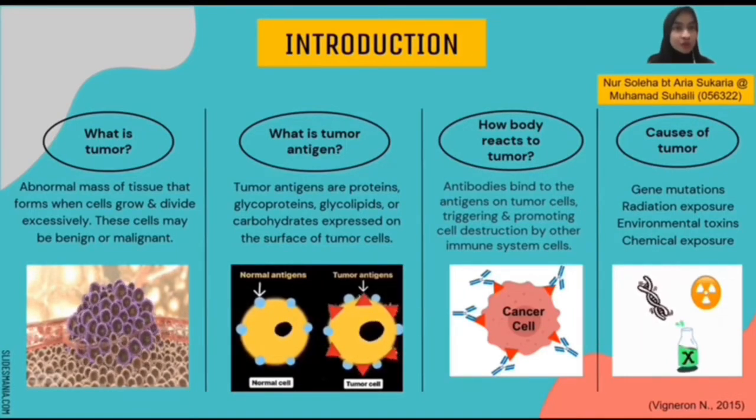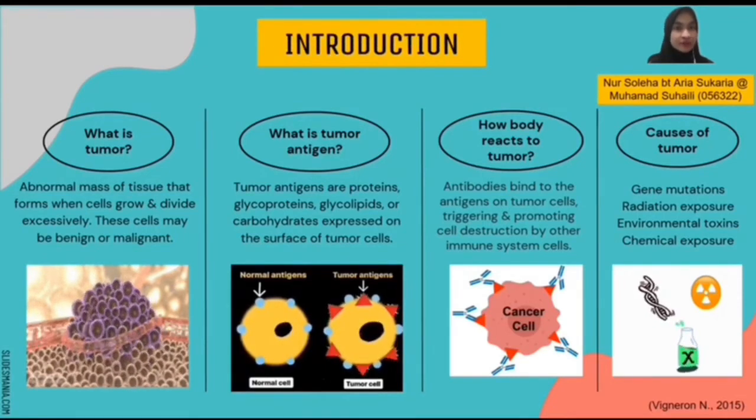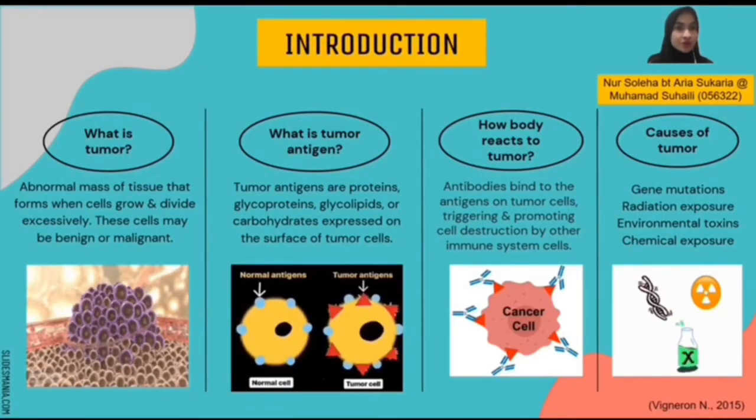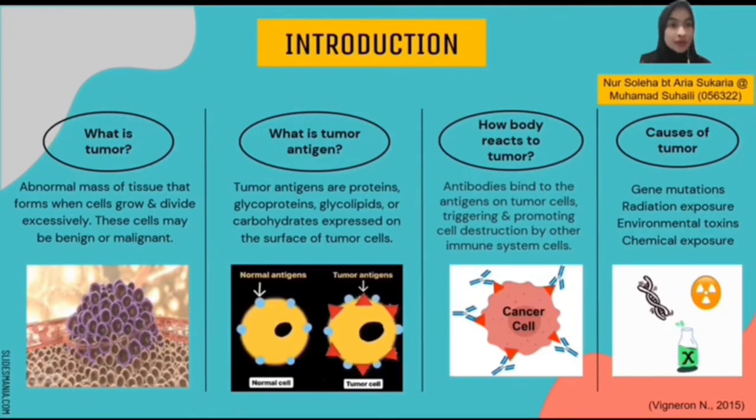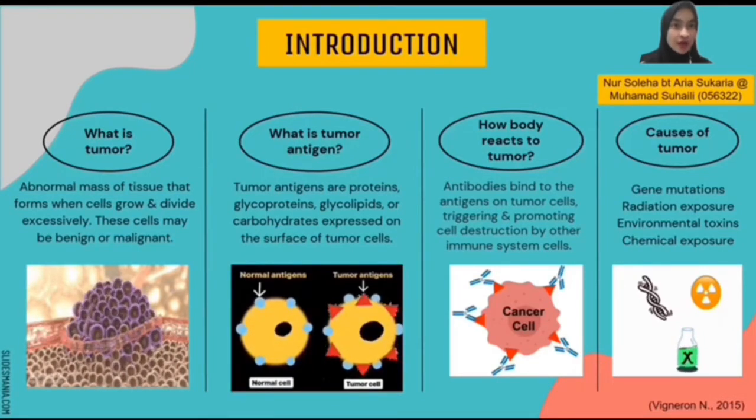Secondly, what is tumor antigen? Tumor antigens are proteins, glycoproteins, glycolipids or carbohydrates that are expressed on the surface of the tumor cells. Below is the animation that shows the normal antigen and tumor antigen on the surface of the cell.